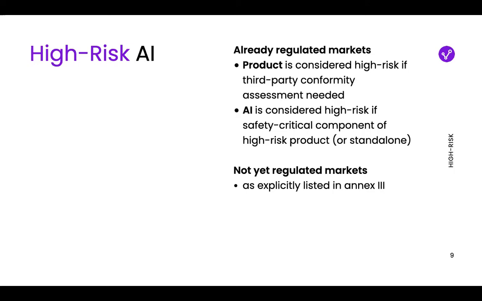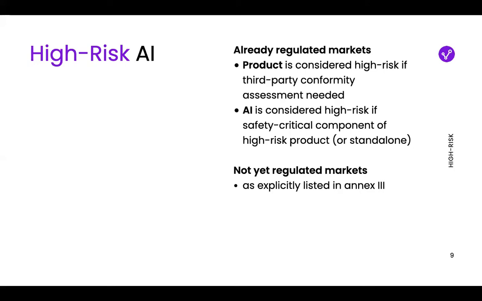And then in the second step, if the embedded AI component is a safety critical component of the high risk product, then the AI component itself is considered high risk. If the product is an AI or software standalone product, that means the entire product is nothing but software, then the second rule is always true, meaning that if the product is considered high risk, then automatically the AI software that makes up the product is also considered high risk. So the second rule only applies to cases where the entire product contains something else beside the AI component. So these are rather generic rules for already regulated markets.